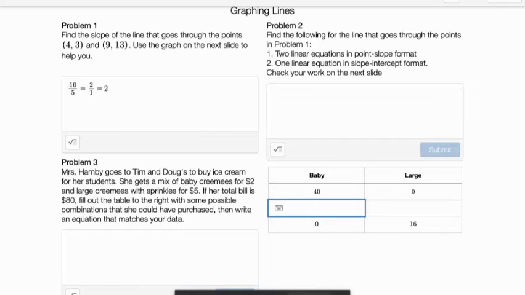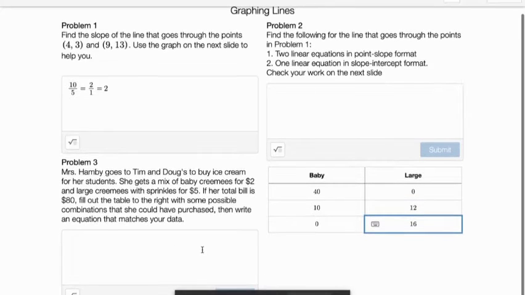Now, the harder option is how do I find some other combination? Well, maybe I got 10 baby cones, so that would be $20. That would leave me 60 left over. Well, at $5 a piece, that would make room for 12 large. All right. So for writing the equation, I could throw this table on the graph, and then I could try to find the line that goes through it.